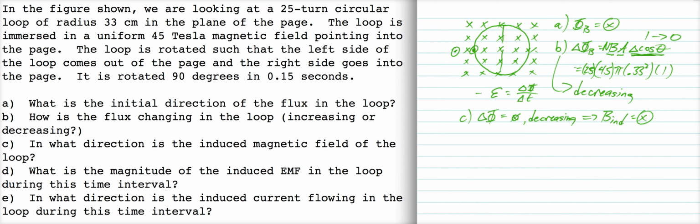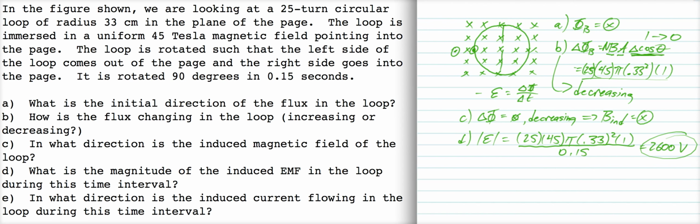Okay, now we need to find the magnitude of the induced EMF. Okay, well, the magnitude of the induced EMF is all of this stuff divided by delta t, which is 0.15 seconds. And that works out to be 2,600 volts.